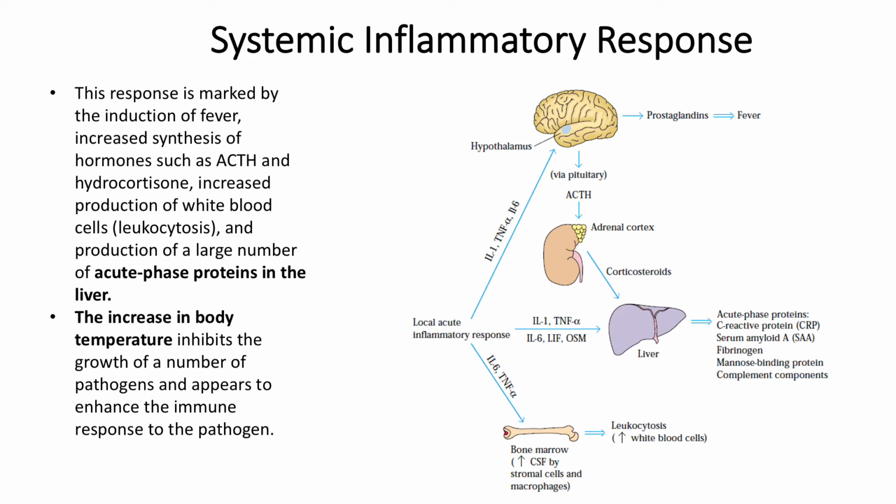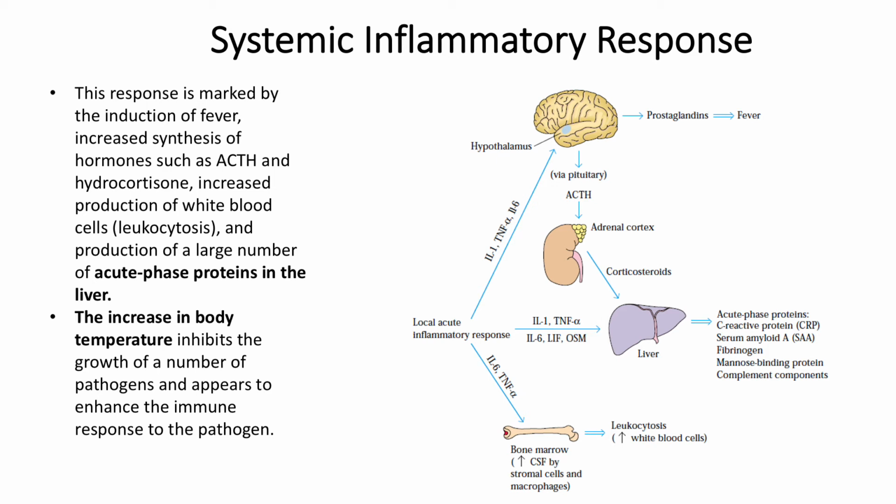In case of systemic inflammatory response, this is marked by the induction of fever, increased synthesis of hormones such as ACTH, adrenocorticotropic hormone, hydrocortisone, increased production of white blood cells, and production of a large number of acute phase proteins in the liver. Okay, so look into this picture.